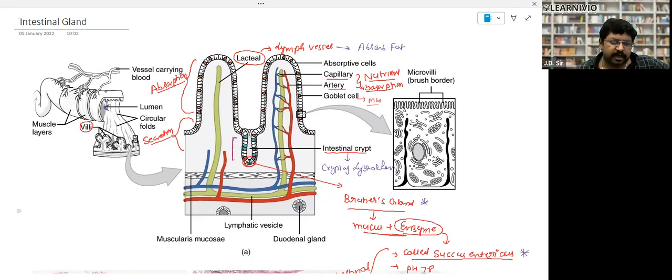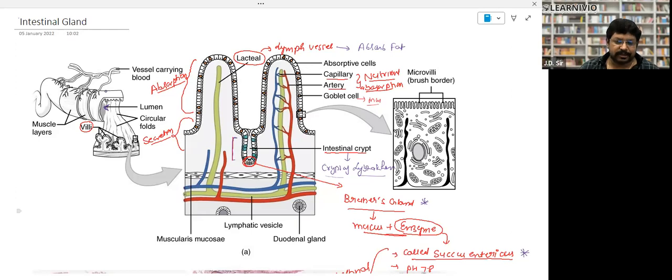Now come to the secretory part. What we need to understand over here: this part is called intestinal crypt, and sometimes they are called crypt of Lieberkuhn. Try to understand this question, I've been asked multiple times. What is the function of crypt of Lieberkuhn? Where are the crypts of Lieberkuhn found? So intestinal crypts are also known as the crypts of Lieberkuhn. Basically, they are found between two villi, but their function is not absorption.